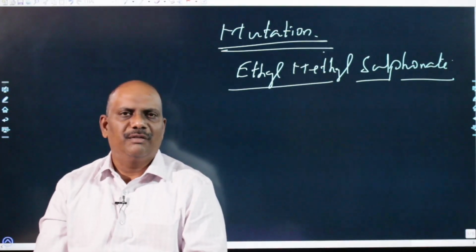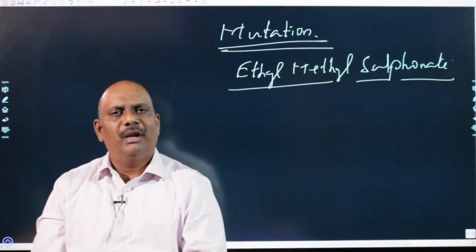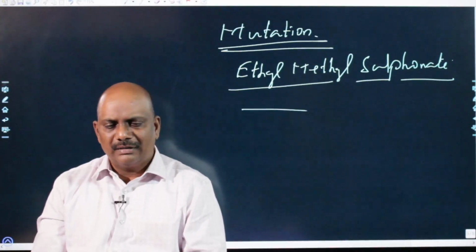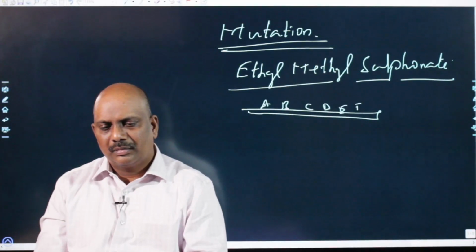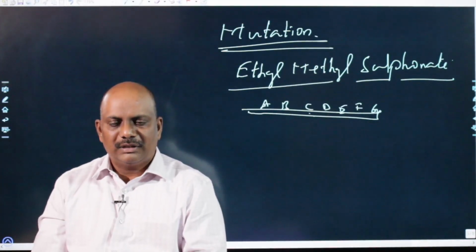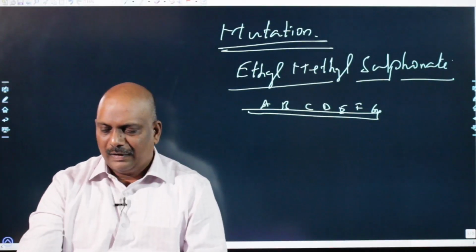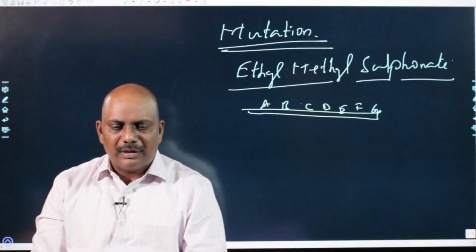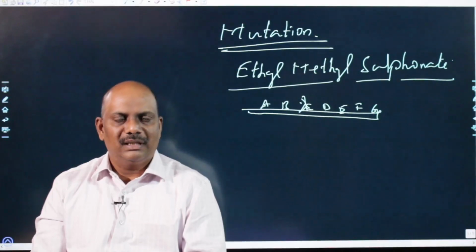Ethyl methyl sulfonate. If you are exposed to this chemical, even this is capable of creating mutation. Mutation means a change in our genetic makeup. If this C, if this gene is responsible for curly hair, suddenly there may be a mutation here. The C may get converted into lambda. As a result, this won't express in that generation.